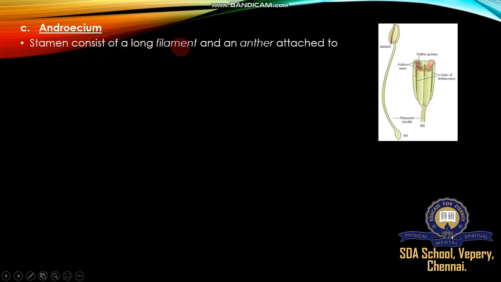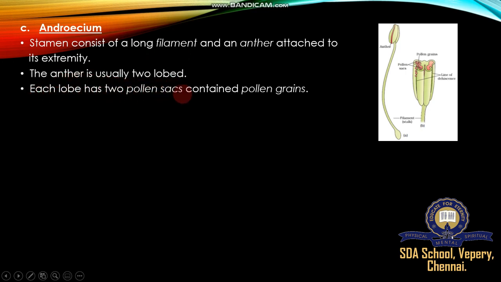Stamens consist of long filaments and an anther attached to its extremity. The anther is usually two-lobed. Each lobe has two pollen sacs containing pollen grains. In the androecium, stamens may be free or joined. Androecium is the male third whorl, or the male reproductive part, of all plants, in either bisexual or unisexual flowers, due to the presence of stamens.